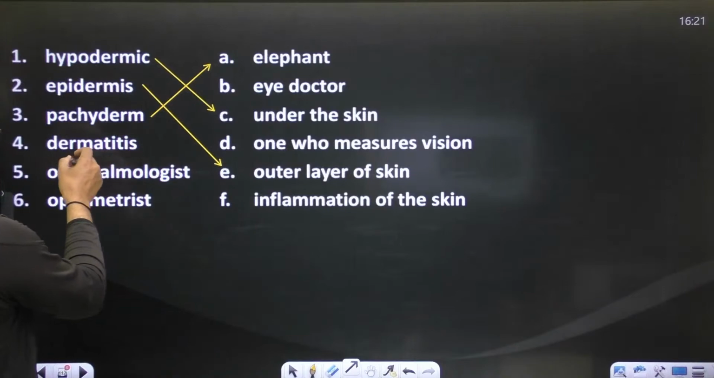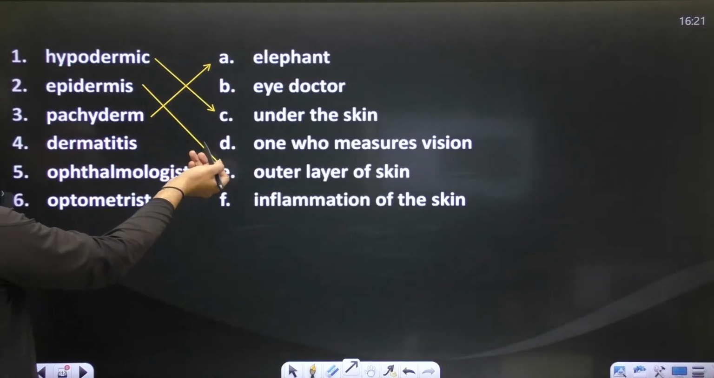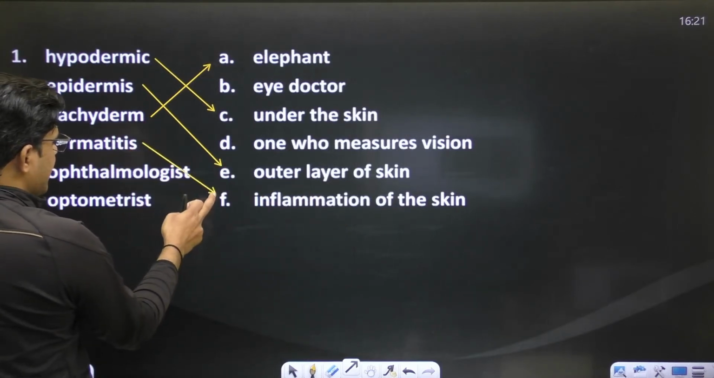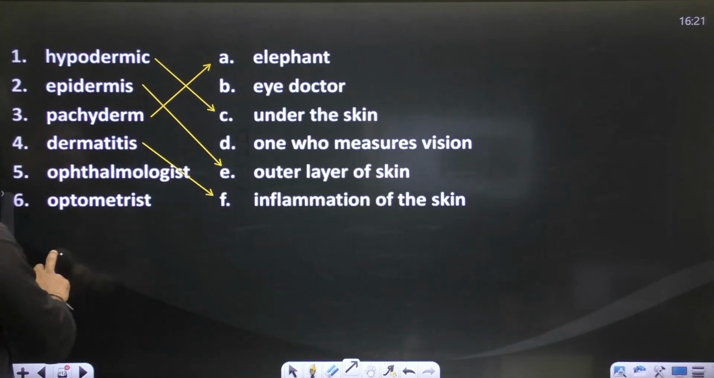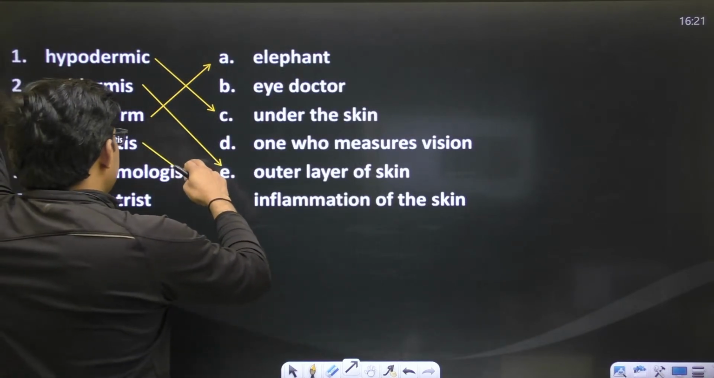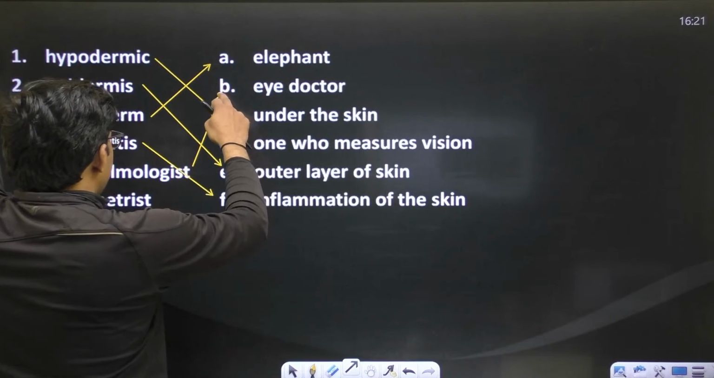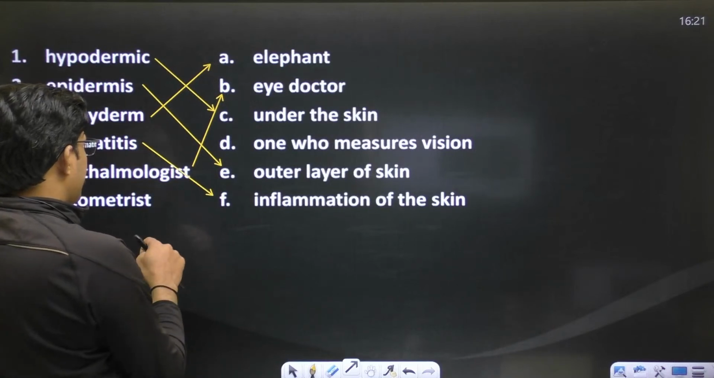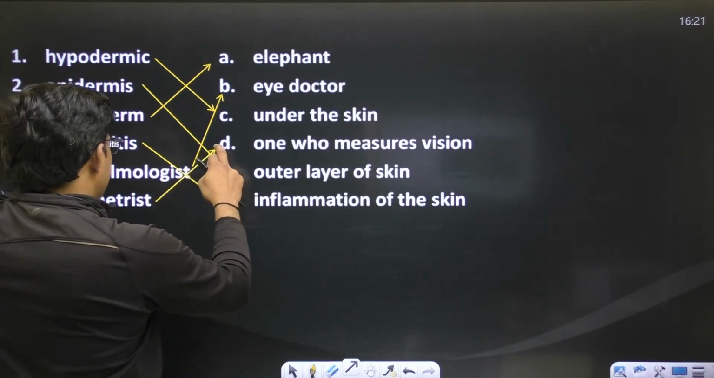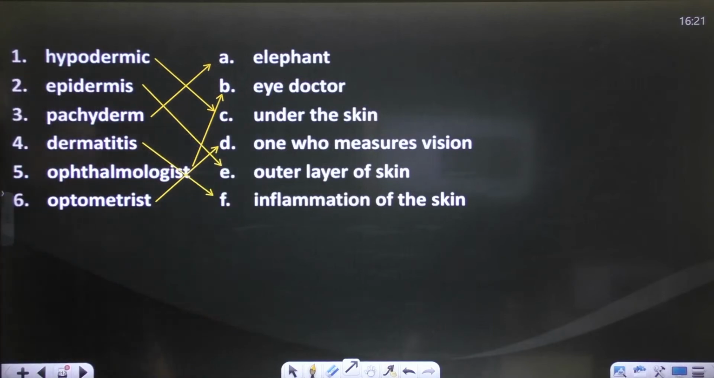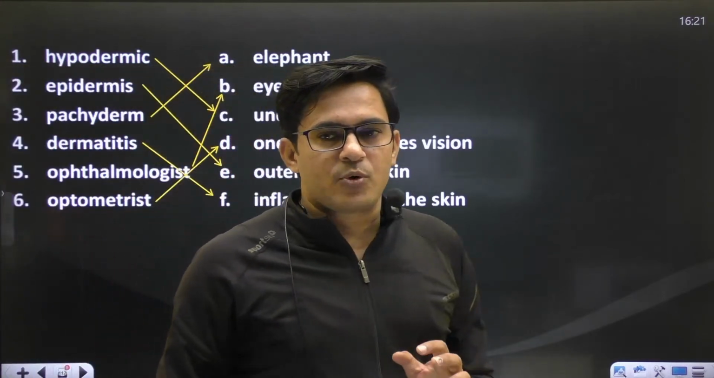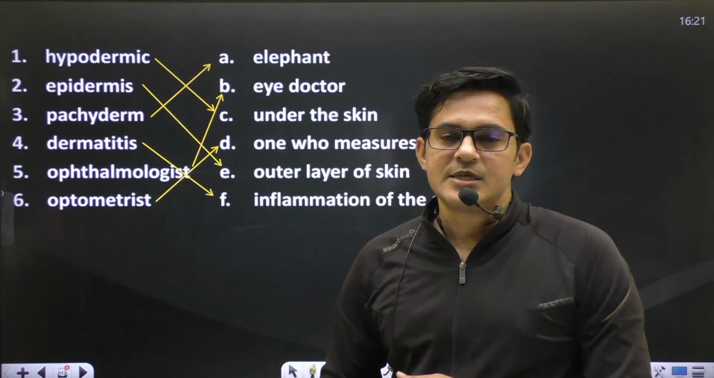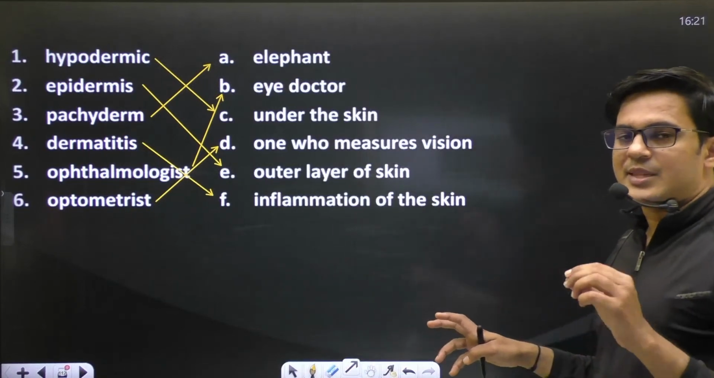Dermatitis is skin inflammation or skin disease, right? So inflammation of skin is called dermatitis. Next one is ophthalmologist, an eye doctor. Fifth will match to B. And optometrist is one who measures vision. So this is the proper match regarding the first three sessions of Word Power Made Easy. These are the first three sessions in that particular book.